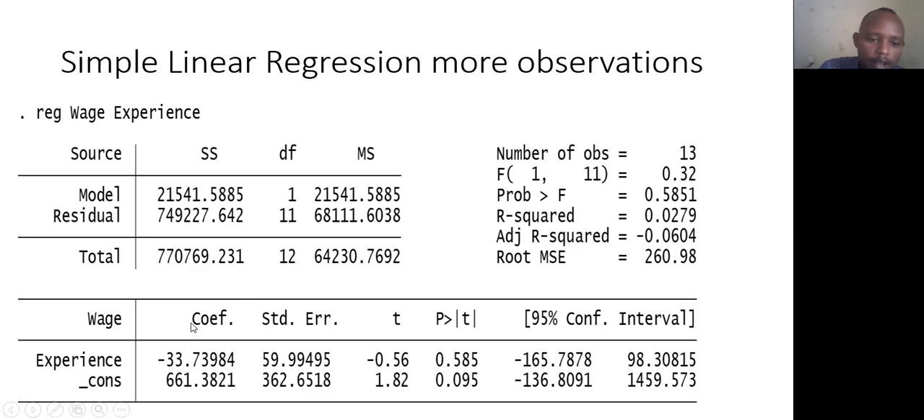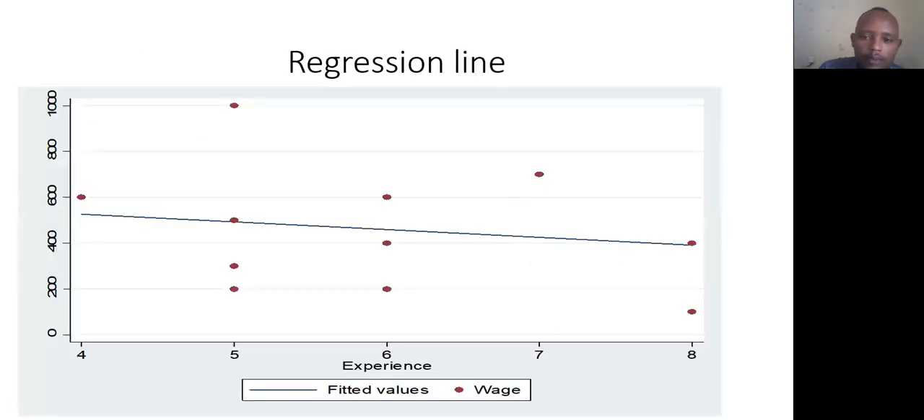And here, when the level of experience increases by 1 year, the amount of wage decreases by $33.7. Look at here. It is negatively related. When the level of experience increases, the amount of wage goes declining. There is a negative relationship.